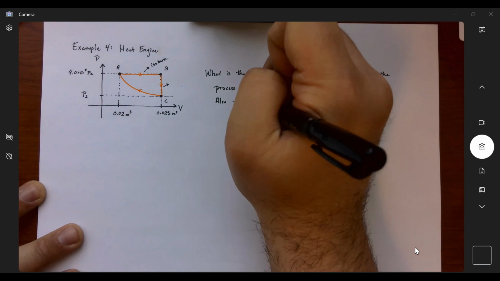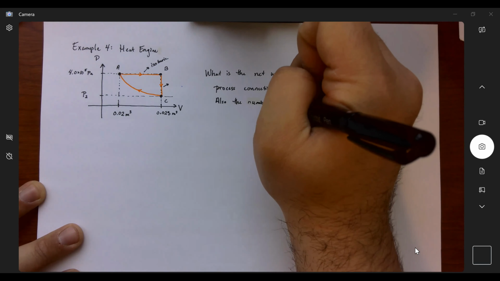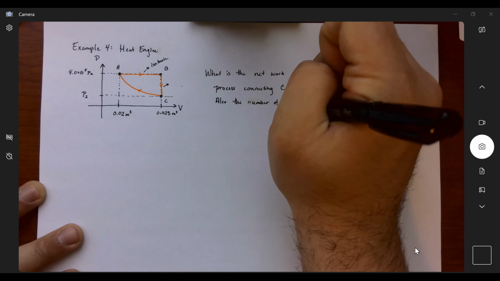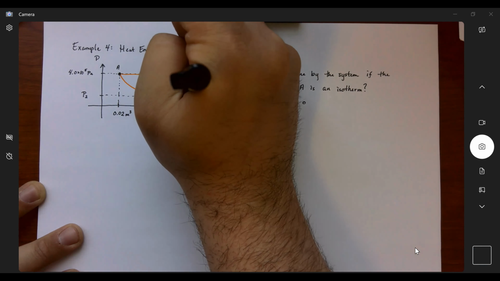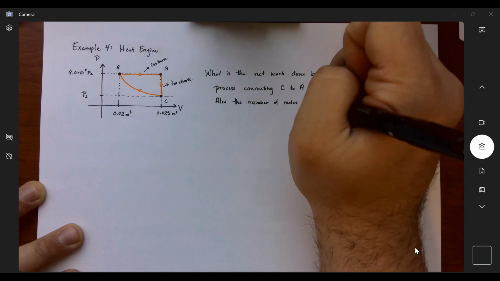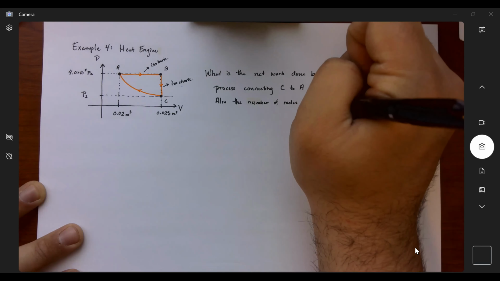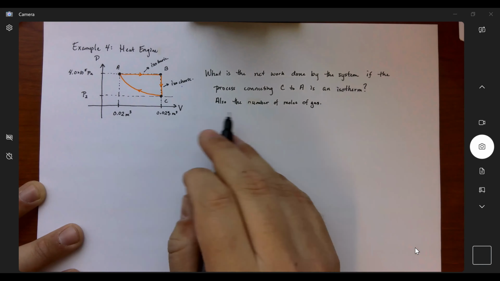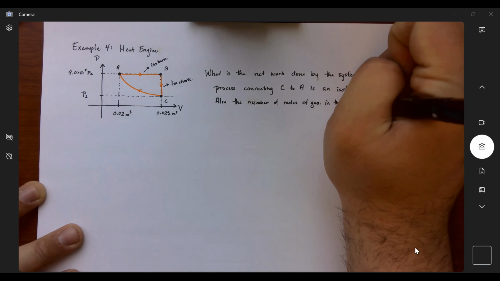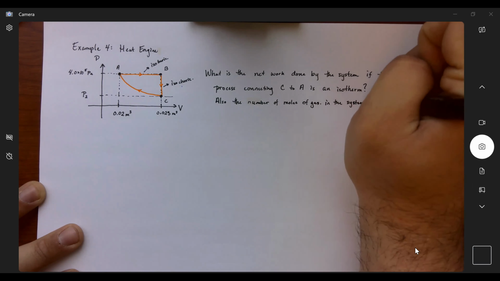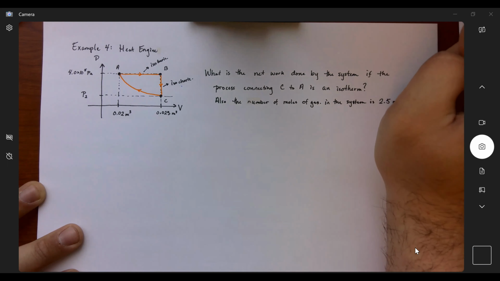What would someone say to the process that connects B to C? What would you describe that as? Isovolumetric. Yep, isovolumetric or isochoric, just to be a bit more succinct in writing that. So I needed to make one more adjustment. I needed to just state the number of moles of gas in the system is 2.5 moles. Yeah, 2.5 moles.